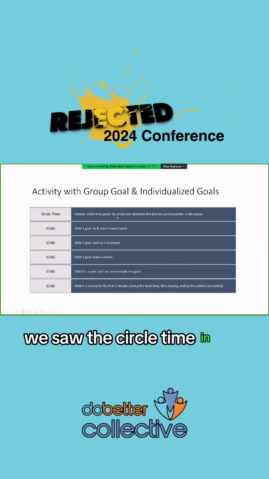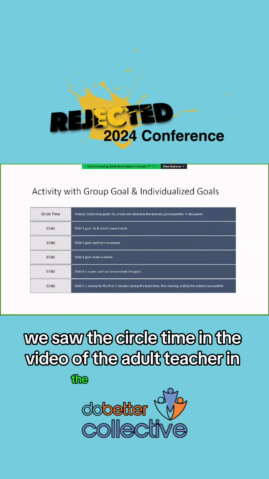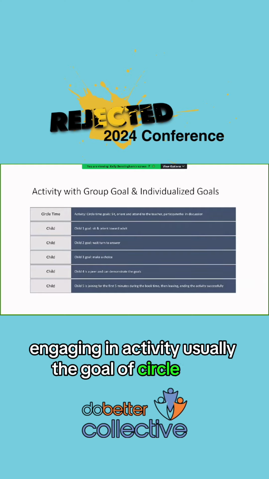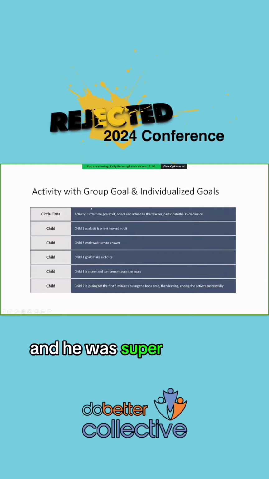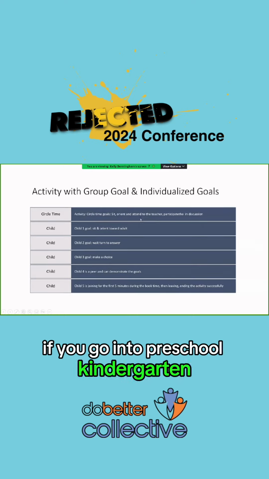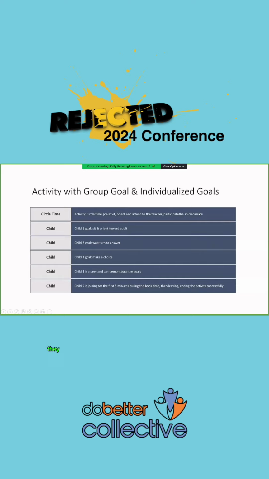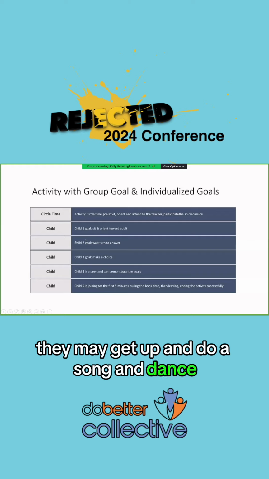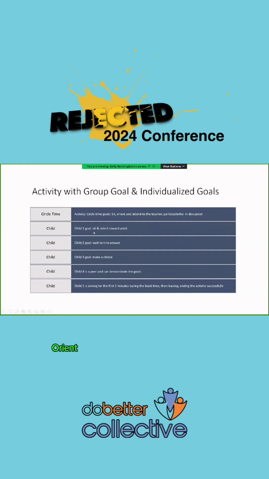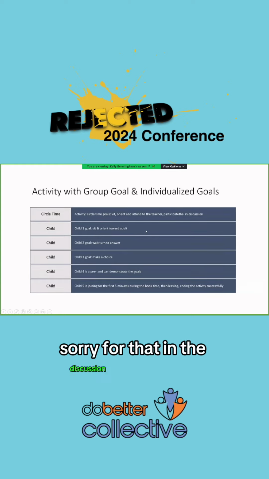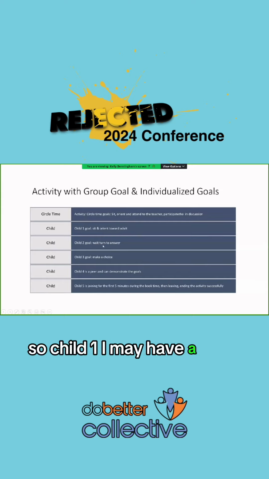We saw the circle time in the video of the adult teacher and the kids in a circle engaging in an activity. Usually the goal of circle time, and he was super fun, but if you go into preschool, kindergarten, the teacher's talking, they're reading a story, they're talking about their day, they may get up and do a song and dance. So the goal is really to sit and orient and attend to the teacher and participate in the discussion and activity.